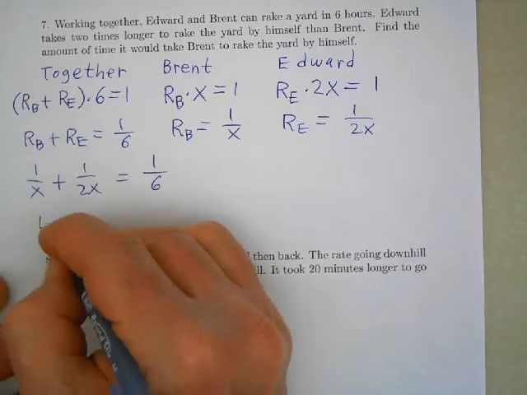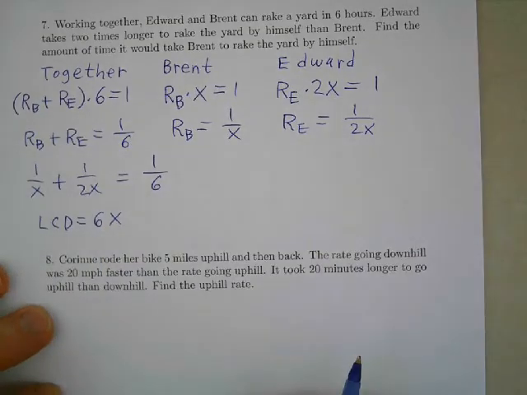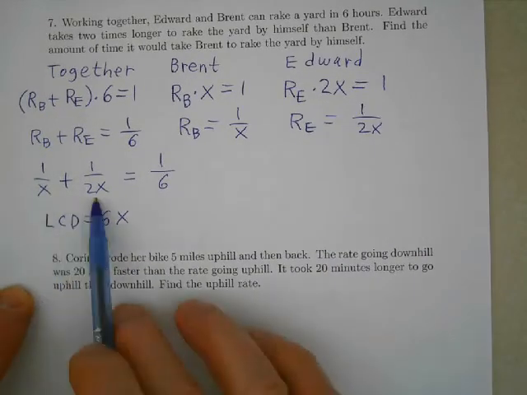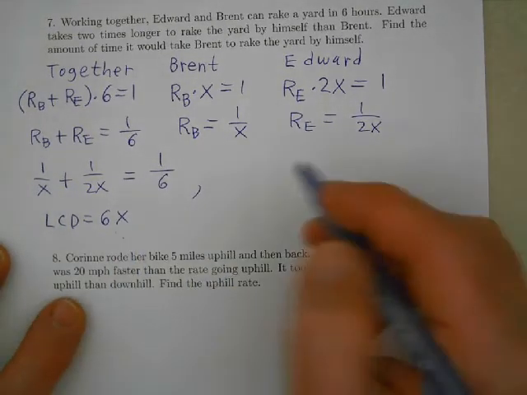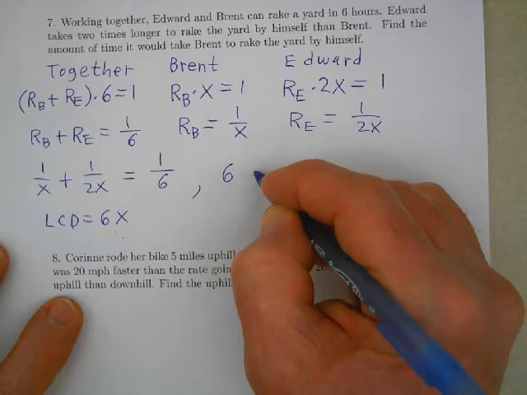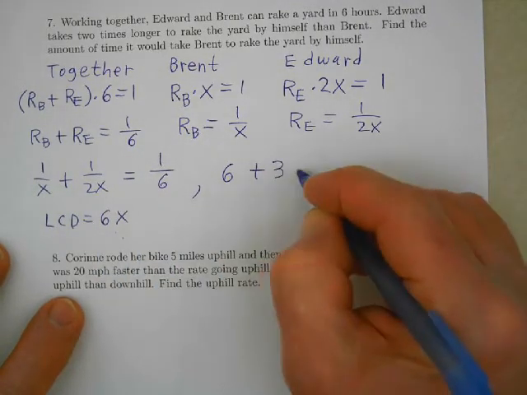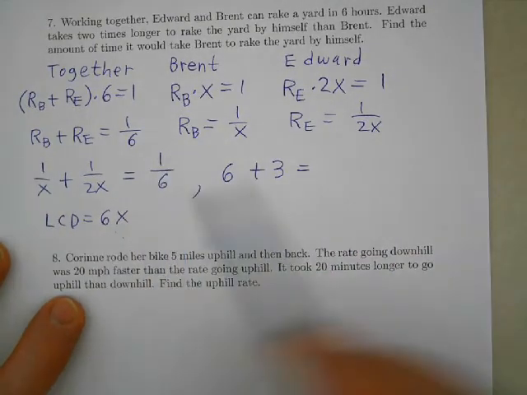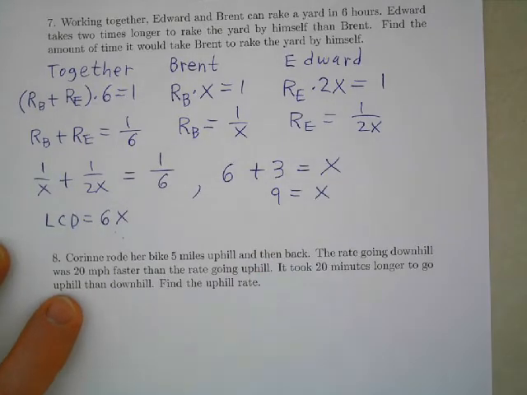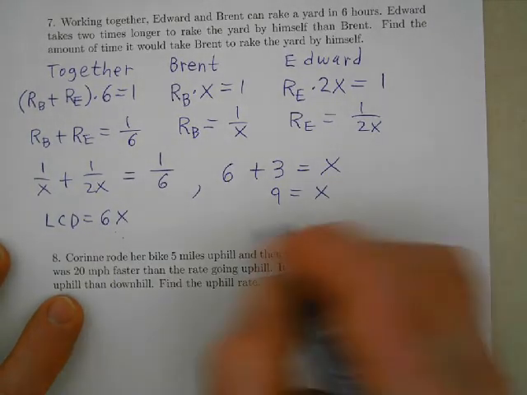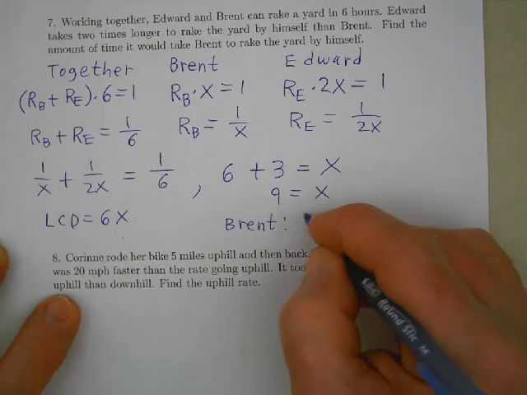The least common multiple of the denominators is just 6x. So we multiply every term on both sides of this equation by 6x. 6x times 1 over x, the x's cancel, and we're just left with 6. 6x times 1 over 2x is 3. And 6x times 1/6 is x. And 6 plus 3 is 9 equals x. And so that means Brent takes 9 hours to rake the yard by himself.